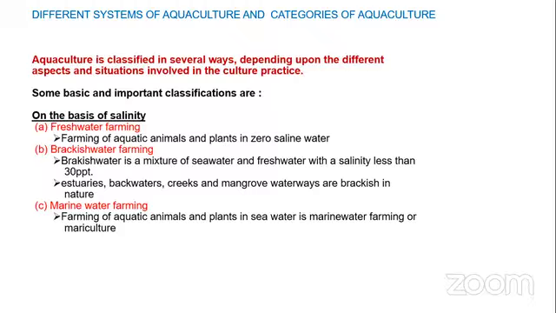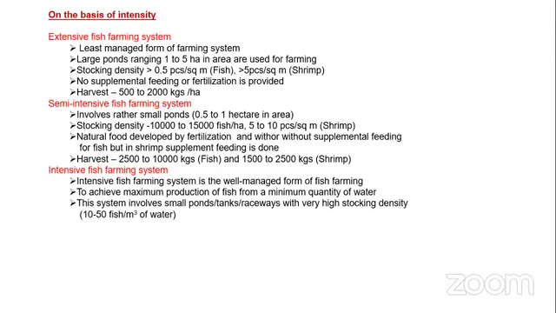Now, estuaries, backwaters, creeks, and mangrove waterways are examples of some of the natural brackish water bodies. Now, marine water farming includes the animals and plants which live in and can be cultivated or harvested in the marine water. That is mariculture, where the salinity is 15 up to 30 ppt, or it may be up to 40 ppt. It depends.